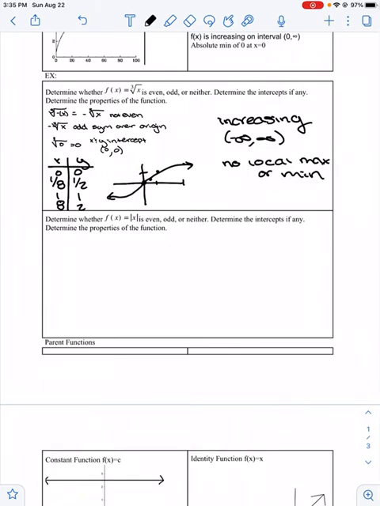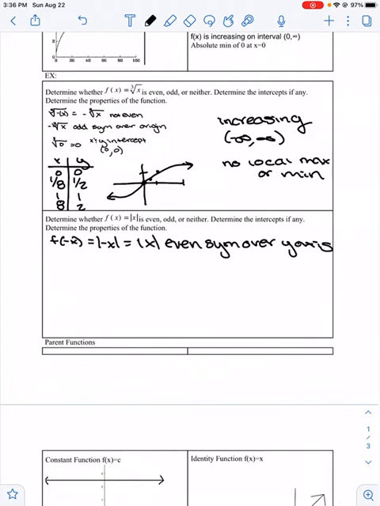Alright, we're going to do the same thing for the absolute value function. So let's test for symmetry. So f of negative x will tell us if it's even. So that's the absolute value of negative x, which just equals the absolute value of x. And that equals the original, so it's even. So we have symmetry over the y-axis.